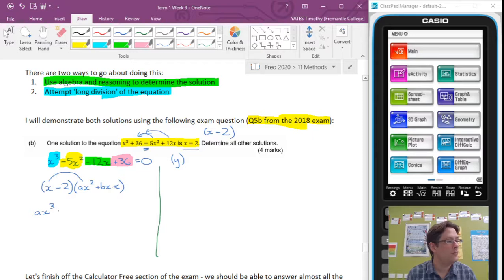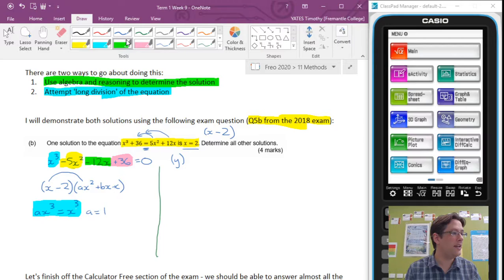And we know that that is going to be equal to x cubed, because when we multiply this all out, we end up with this top equation here. So ax cubed is equal to x cubed. So what's a? A equals 1. Pretty straightforward for this one. The a part is the easiest one to get.